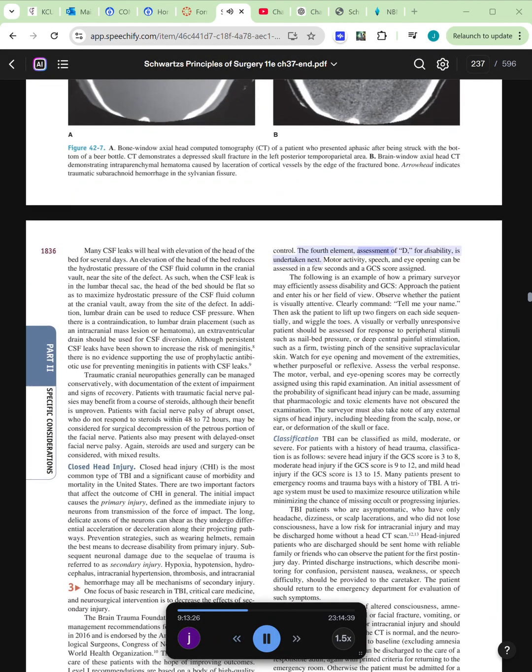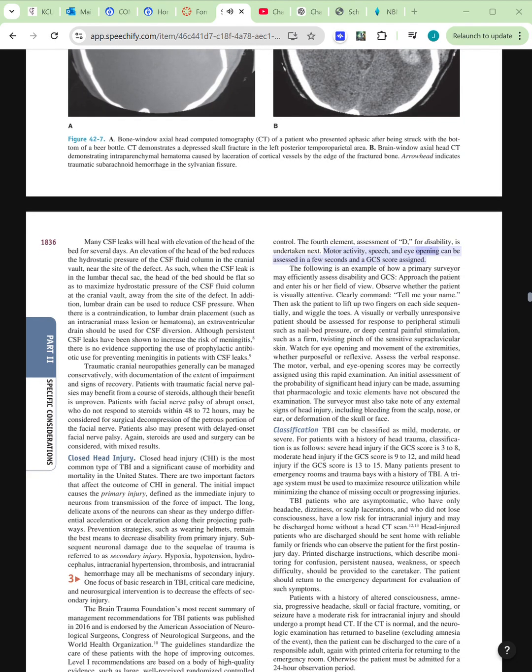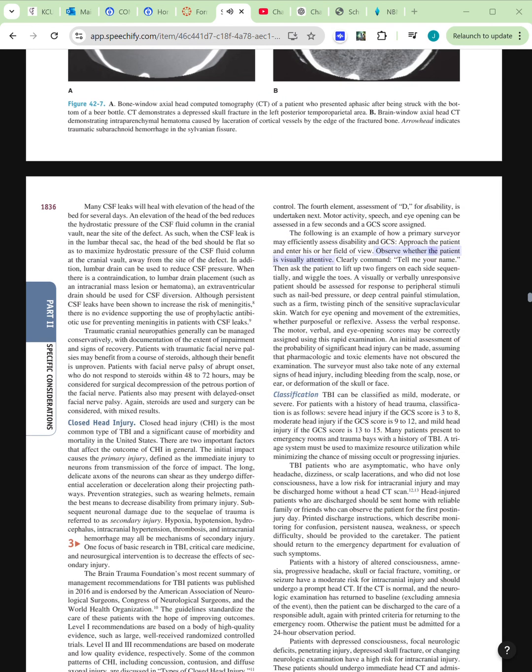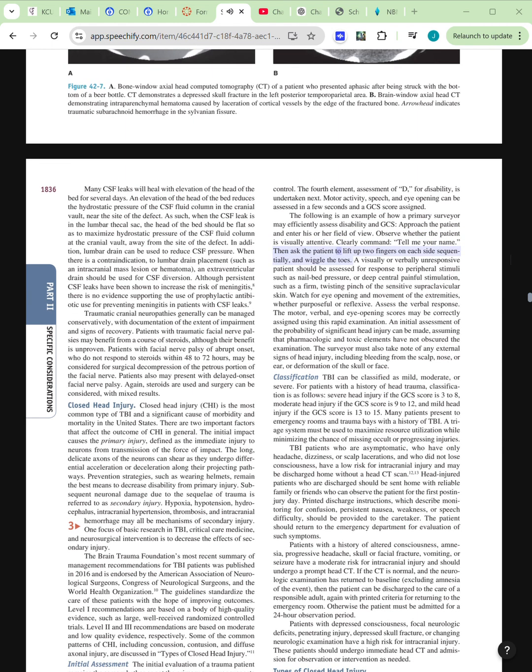The 4th element, assessment of D for disability, is undertaken next. Motor activity, speech, and eye opening can be assessed in a few seconds and a GCS score assigned. The following is an example of how a primary surveyor may efficiently assess disability in GCS. Approach the patient and enter his or her field of view. Observe whether the patient is visually attentive. Clearly command, "Tell me your name." Then ask the patient to lift up 2 fingers on each side sequentially and wiggle the toes.